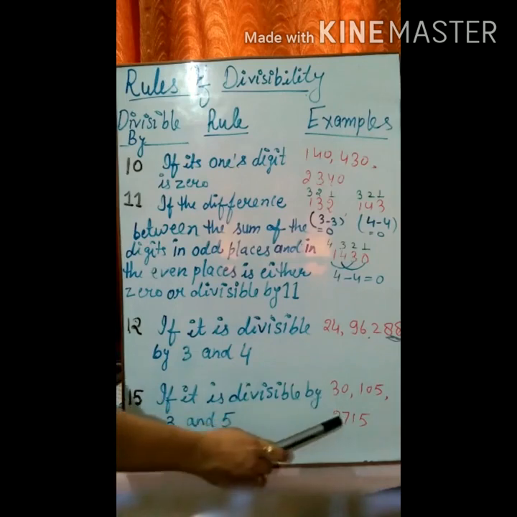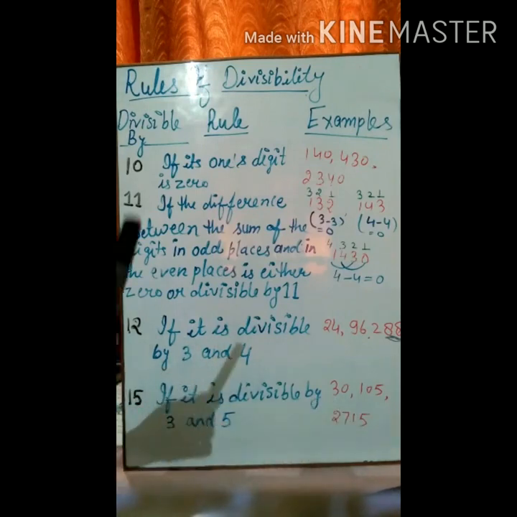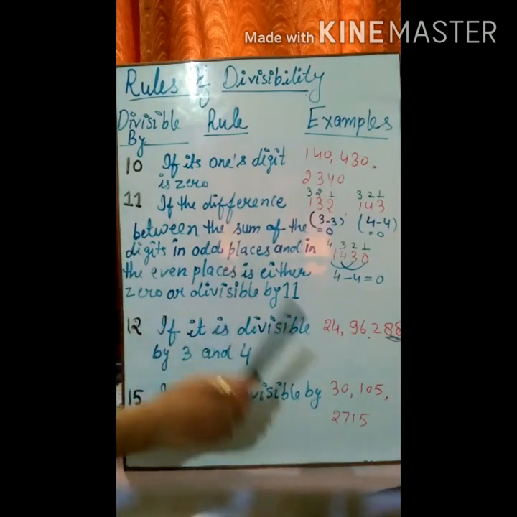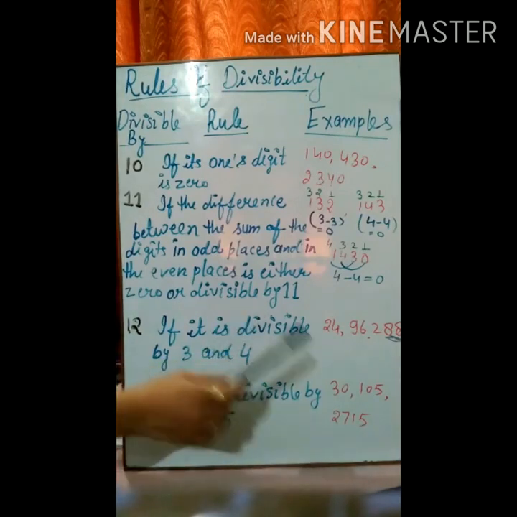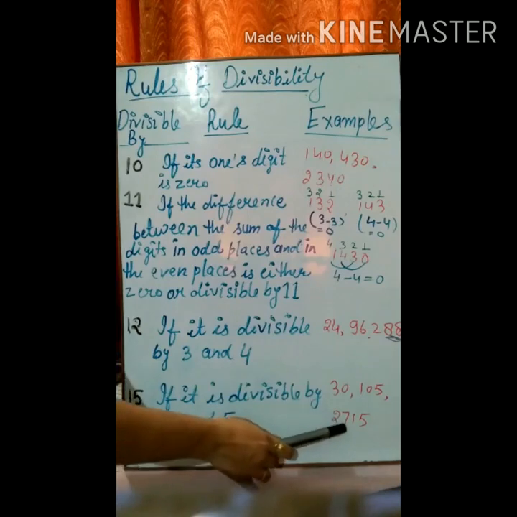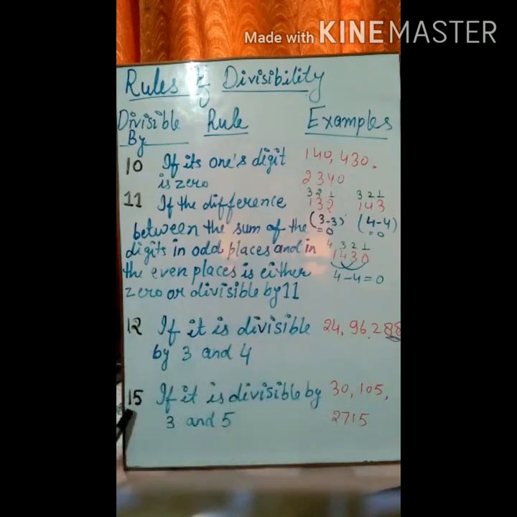Similarly this one. 2 plus 7, 9 plus 1, 10 plus 5, 15. And 15 is divisible by 3. And the digit at the unit place is 5. That's why this number is also divisible by 5. So 2715 is divisible by 15.